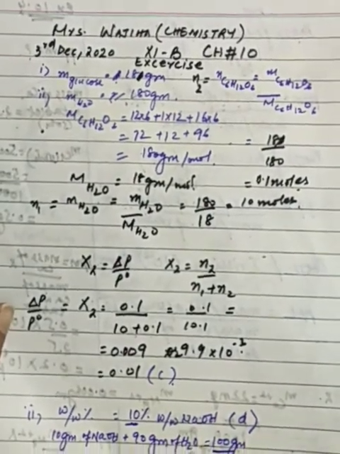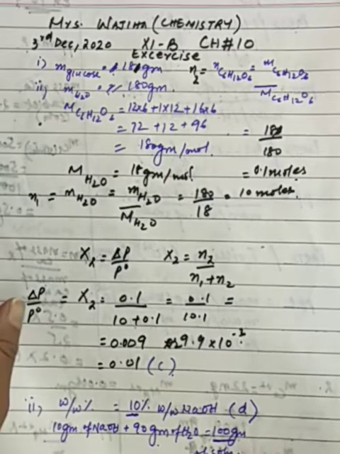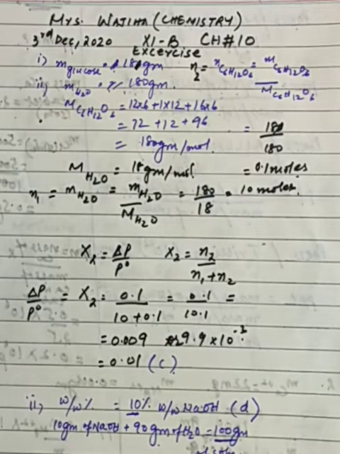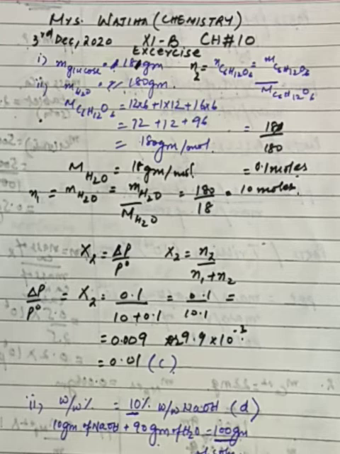Okay boys, now we discuss the exercise of the solution and colloids, chapter solution and colloid. First question is choose the correct answer. 18 gram of glucose is dissolved in 180 gram of water. The relative lowering of vapor pressure is.